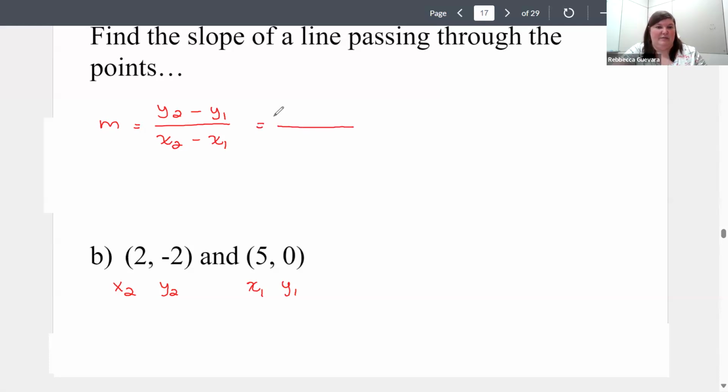But in this case, I'm going to have y2 is negative 2, y1 is 0. So sometimes you have zeros, that's fine. Then we're going to have x2, we said was going to be 2, and then x1 was going to be 5. And we're going to get a negative 2 over negative 3. And this one's just going to be a slope of 2/3. So sometimes your slopes aren't going to be nice integers. Sometimes you're going to get fractions.